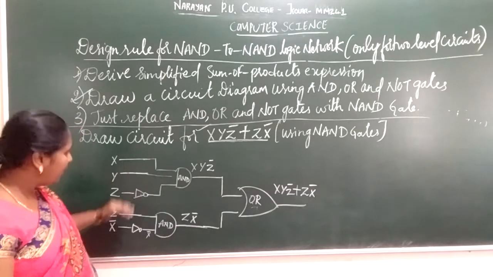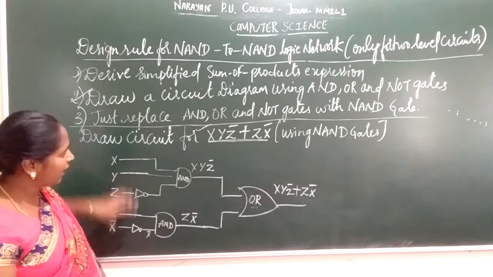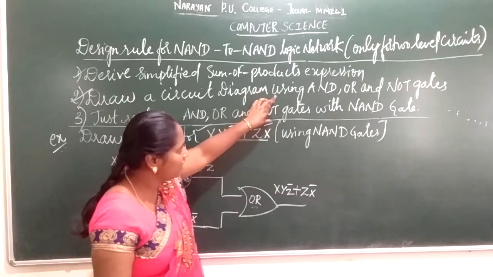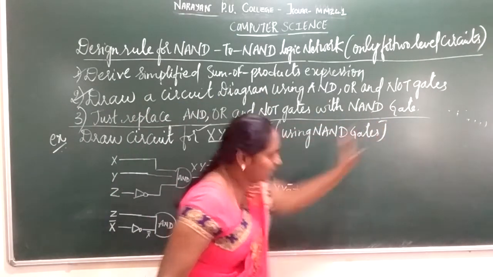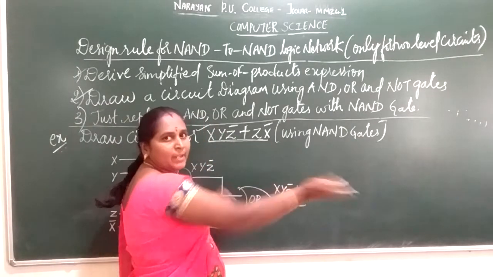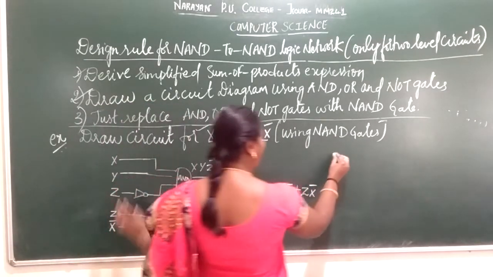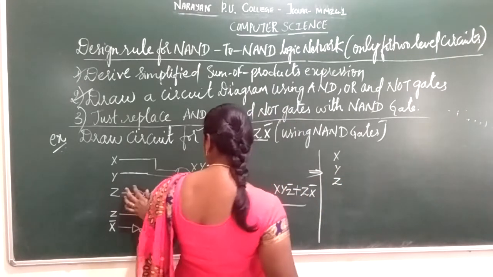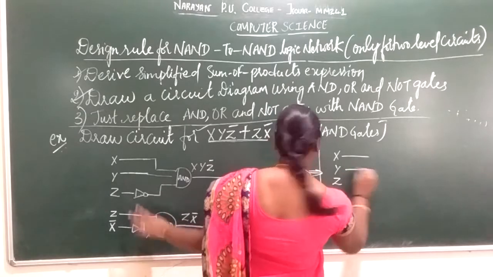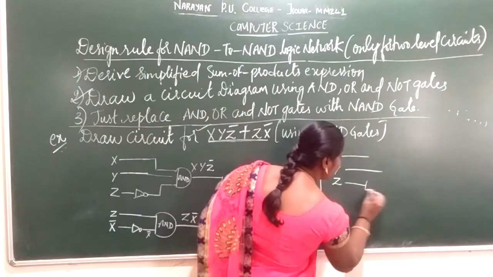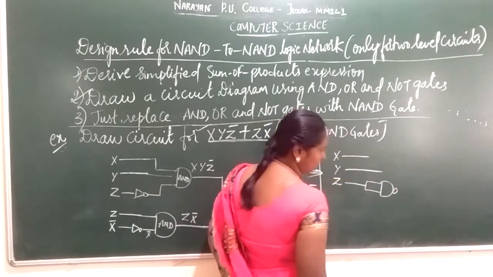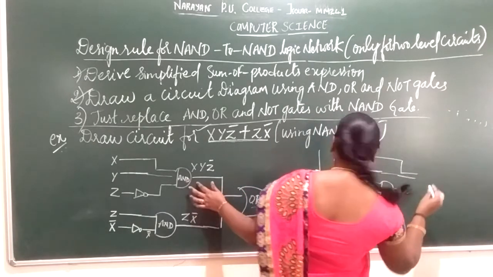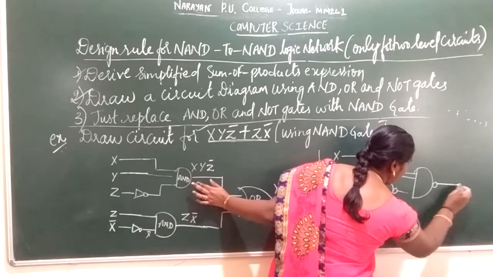After drawing, whatever gates are in the circuit diagram, the AND gate, OR gate, NOT gate, should be replaced with a NAND gate. How am I going to replace them? Here I use a NOT gate; for this you use a NAND gate. These three, where I have used an AND gate, for this you use a NAND gate.